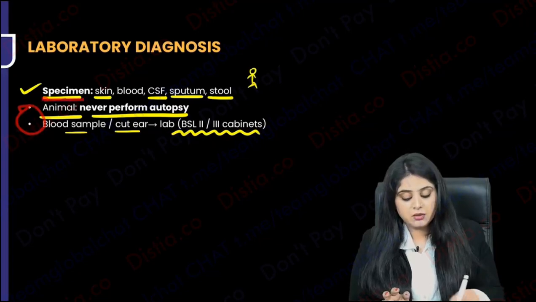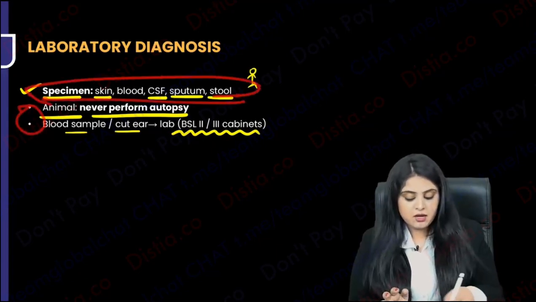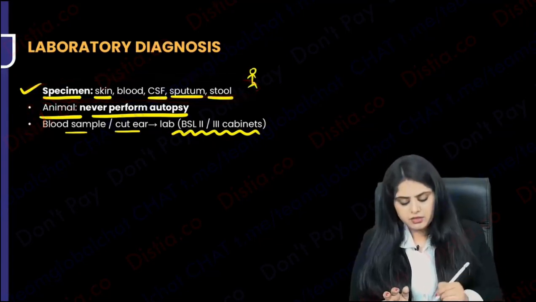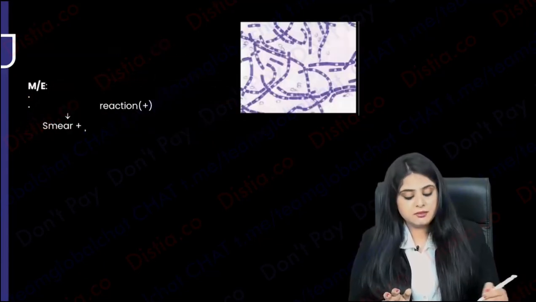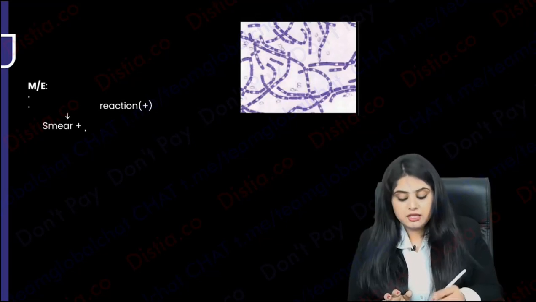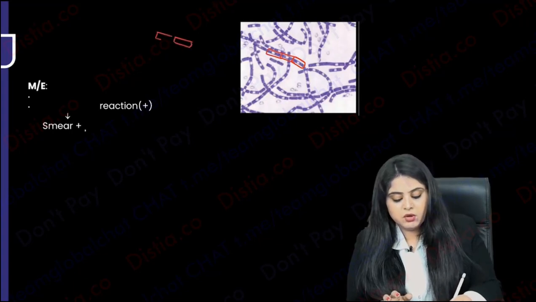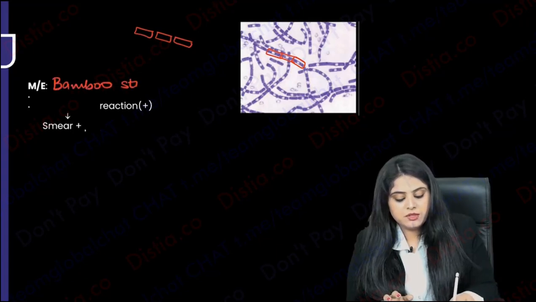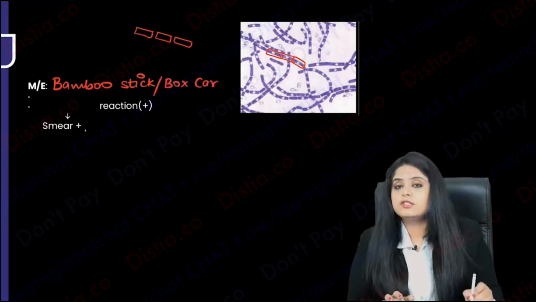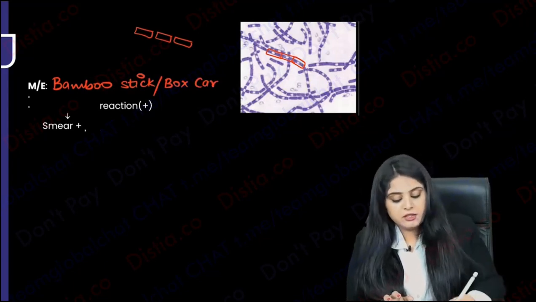Now, when I come back to humans, whatever sample I got, what am I going to do? I'll see it under the microscope. What do I see under the microscope? This is a question that came in NEET and in FMG. These are going to be these boxes. Some people call it bamboo stick appearance, and some people call it a box car appearance. Bamboo stick and box car appearance, and inside it you can see one hole.